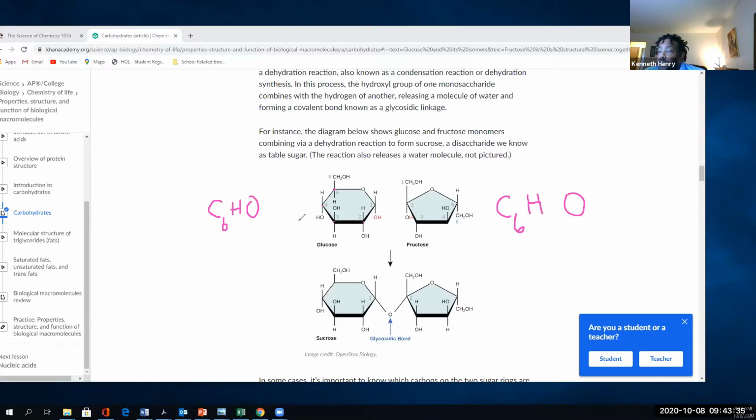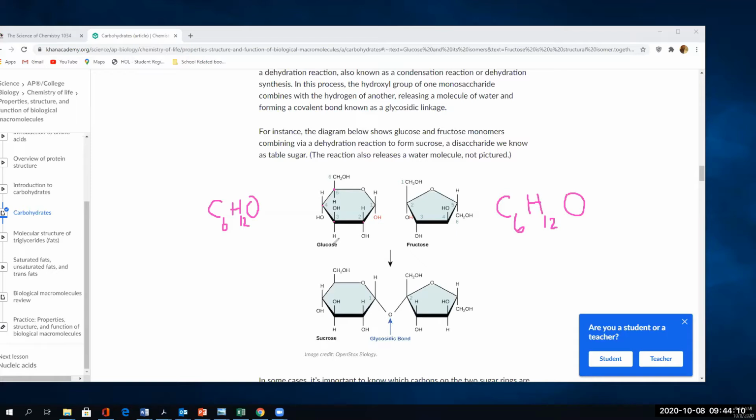Okay. So now if we counted our hydrogens, I'm going to just put those down for you. There's 12 of them. I'll explain to you how you count those later on. There's 12 of them over here. And now count the oxygens for me. 1, 2, 3.